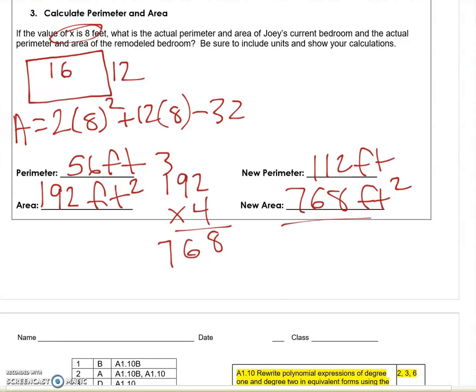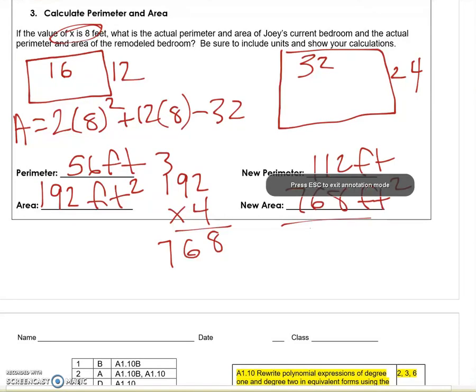I could just say, well, if these dimensions are in fact doubled, then the new dimensions are going to be 32 by 24, and 32 times 24 would equal the same 768. So that's that. So hopefully you understand that, and you'd be able to come in and show me that you can understand that by doing a slightly different problem.